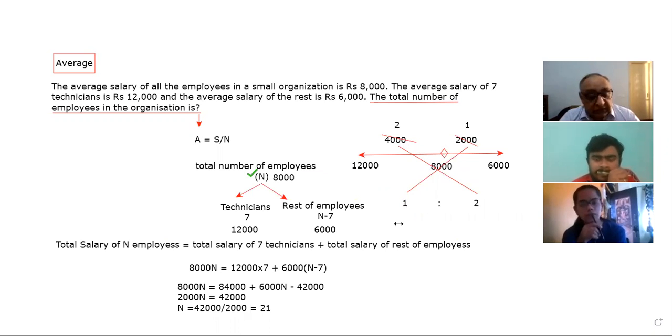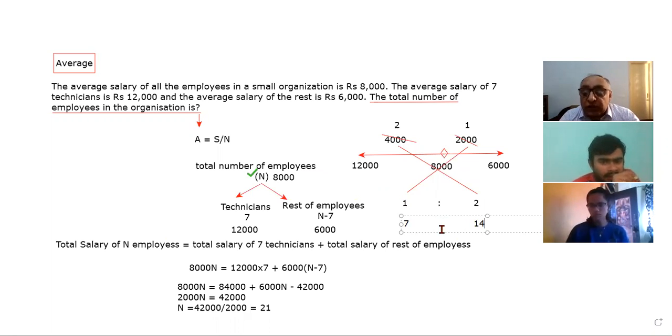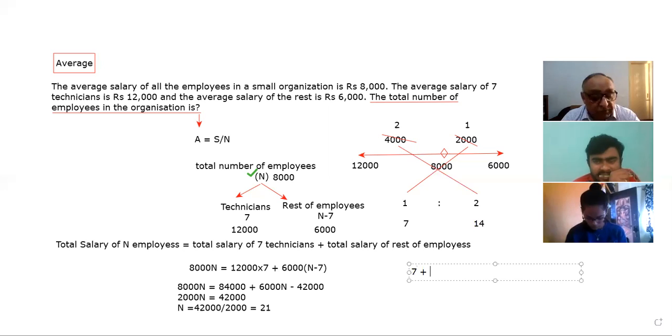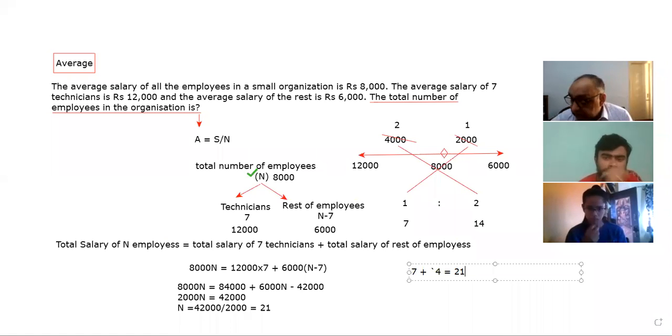So that means if 1 is equal to 7, then 2 is equal to 14, and the total number of employees is 7 plus 14, that is equal to 21. You can do the question this way as well. Otherwise, this is the question of the combined average, as I told you that day. I told you the formula of the combined average as well on that day. So I hope it is clear to all of you.